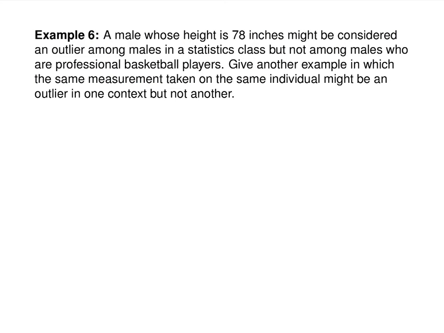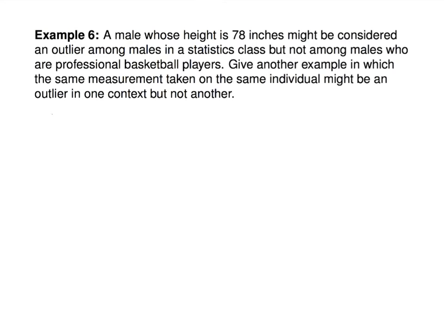So here's another example of something when you look at the context where somebody is an outlier depending on the context of the situation and sometimes is not. A male whose height is 78 inches might be considered an outlier among males in a stats class, but not among males who are professional basketball players. So the context of your situation determines when you are or are not an outlier. So give another example in which the same measurement taken on the same individual might be an outlier in one context, but not the other.